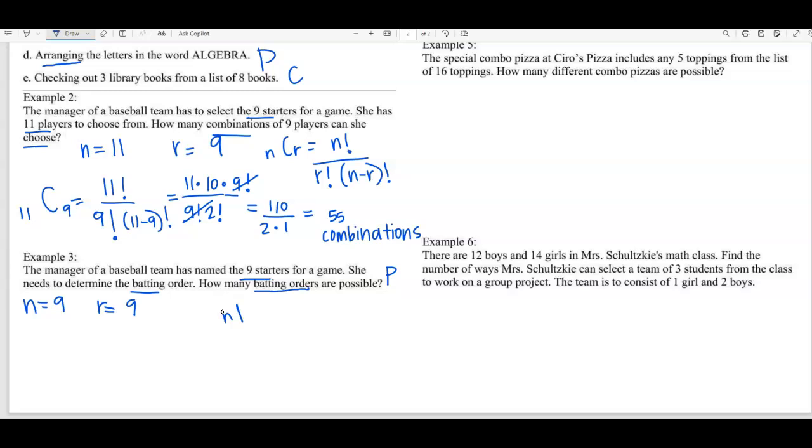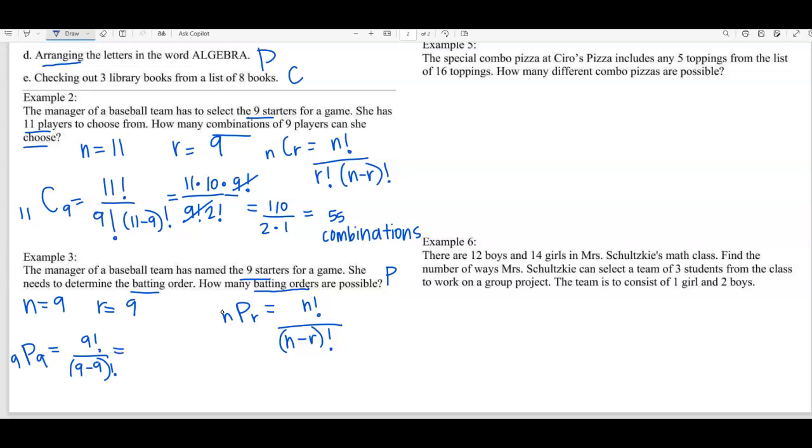So nPr equals N factorial over (N minus R) factorial. Okay? All right, let's see what we have here. If we plug everything in, we have 9P9 equals 9 factorial over (9 minus 9) factorial.